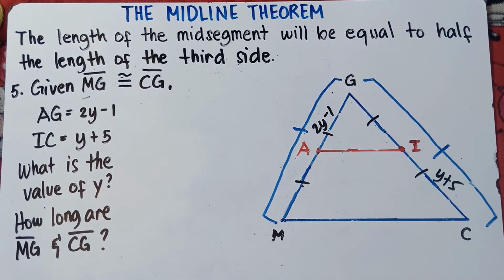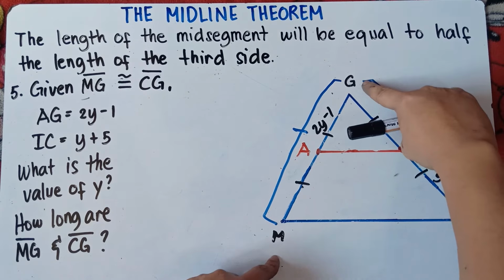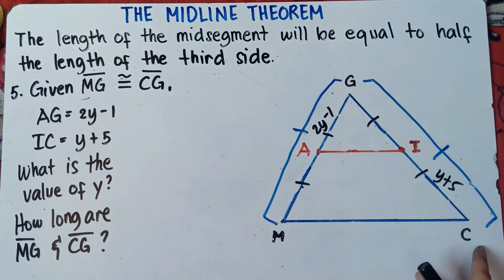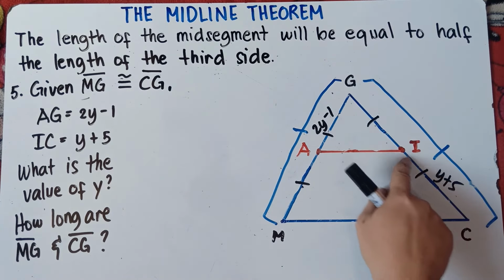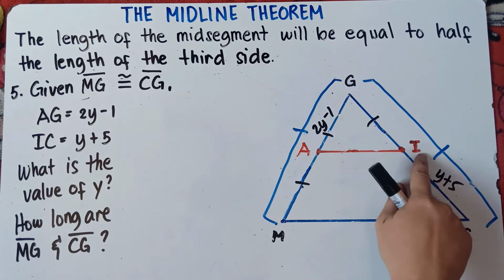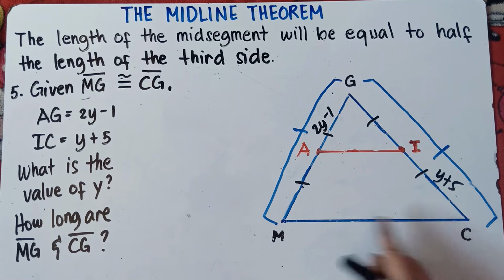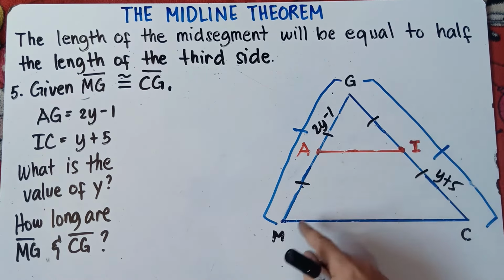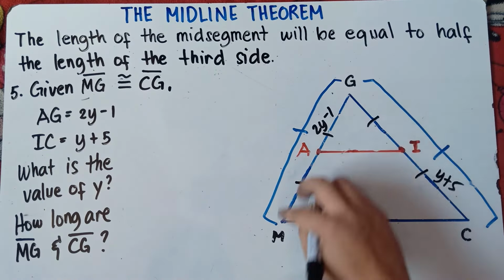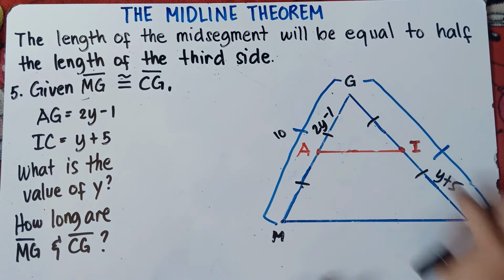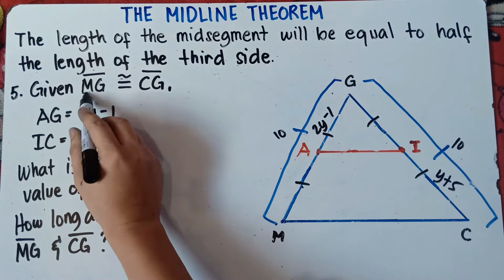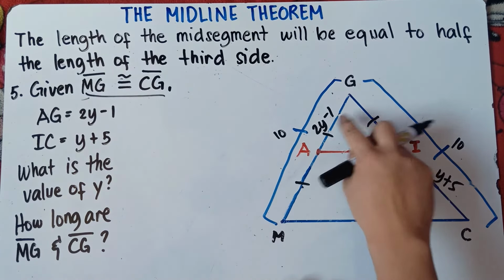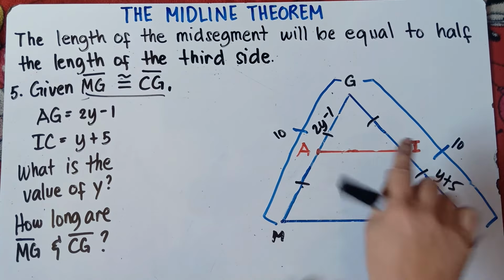Question: why is that, sir? Because MG is congruent to CG, they have equal sides, and we cut each into two equal parts because of the midpoint. I is the midpoint of CG, and A is the midpoint of MG. For example, if MG is 10, CG will also be 10. Half of 10 is 5, so each half will be 5.